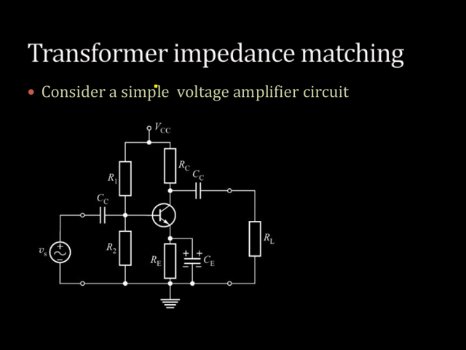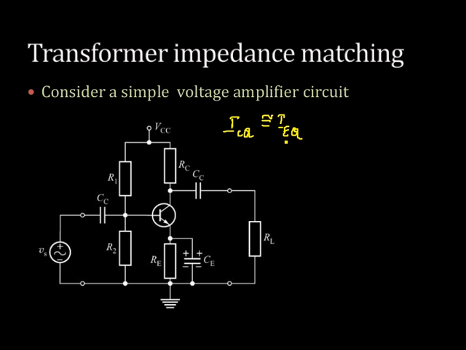So let's discuss in a little more detail transformer impedance matching, which we haven't discussed in the last lecture on transformer coupling. For this, consider a simple voltage amplifier circuit, this one which you are already familiar with. In the circuit, the whole VCC will not appear across this transistor. Now, under the quiescent conditions, the DC collector current ICQ is approximately equal to IEQ. We use this approximation.